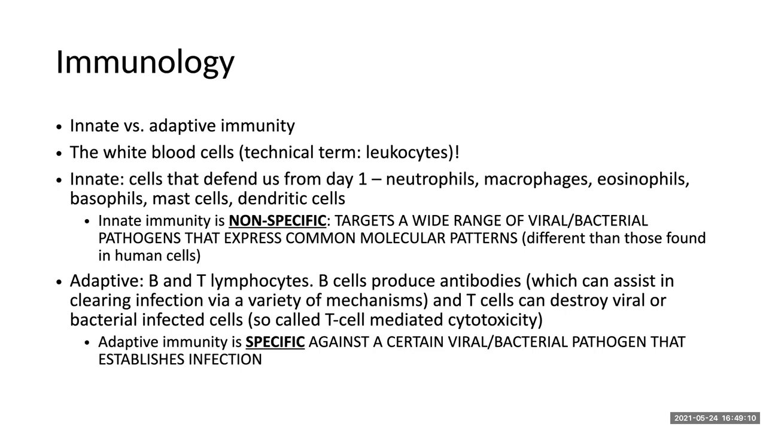Pretty crazy. Now, the other thing I want you to know about the adaptive immune system, in contrast to the innate, is that it's specific. So a B cell that's activated is going to produce antibodies that only bind to the target antigen, or the target pathogen, really, and nothing else. It's highly specific against the virus or bacteria that's taking over. Same thing with the T cells. T cell receptors are very specific.